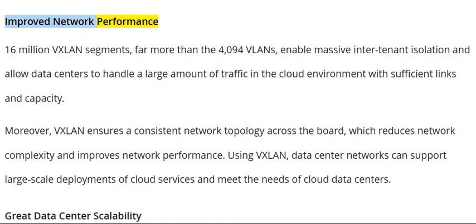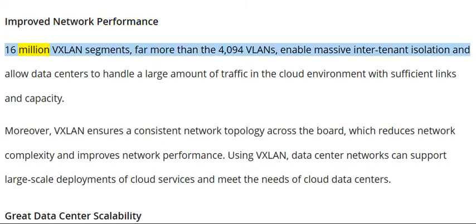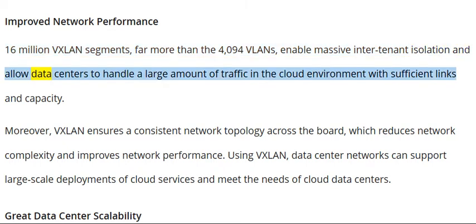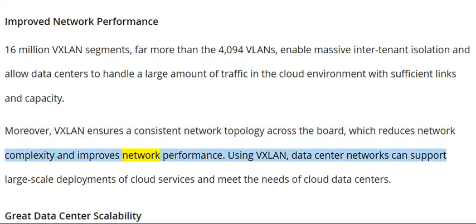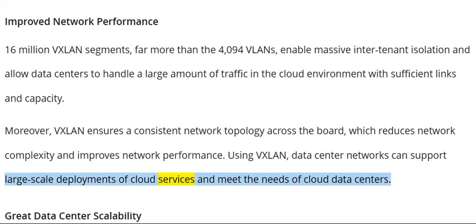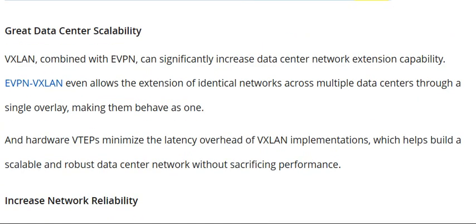Improved network performance. 16 million VXLAN segments, far more than the 4094 VLANs, enable massive inter-tenant isolation and allow data centers to handle a large amount of traffic in the cloud environment with sufficient links and capacity. Moreover, VXLAN ensures a consistent network topology across the board, which reduces network complexity and improves network performance. Using VXLAN, data center networks can support large-scale deployments of cloud services and meet the needs of cloud data centers.